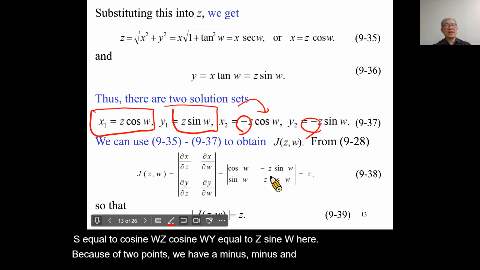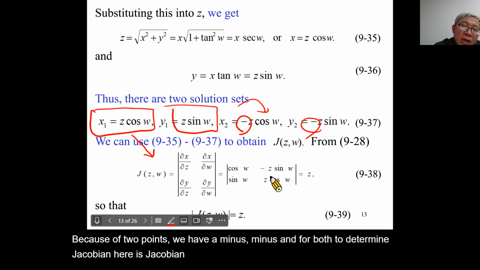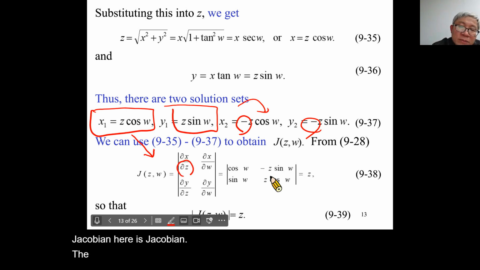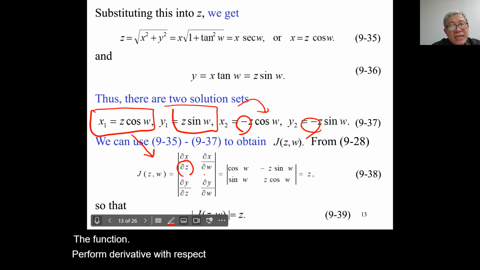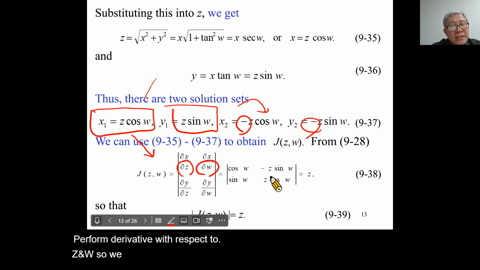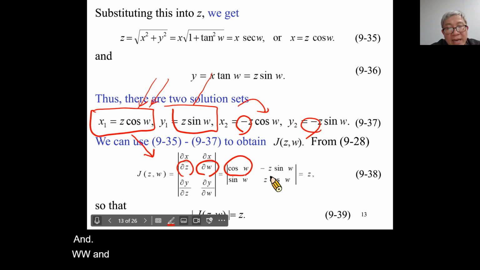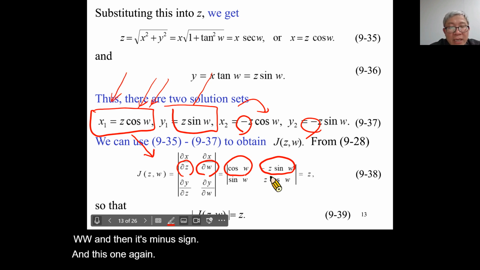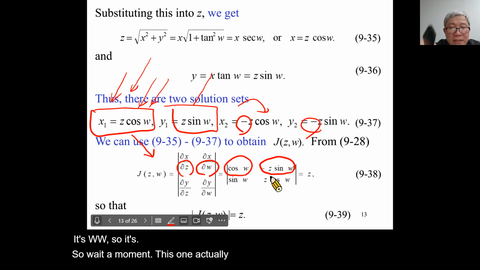And for both, to determine the Jacobian, here it's the Jacobian of the function with derivatives with respect to Z and W. So we have this. Z first is cosine W, and then it's minus sine. And this one, again, it's W, so wait a moment, this one actually, Z and Z. Sorry, let me measure this.